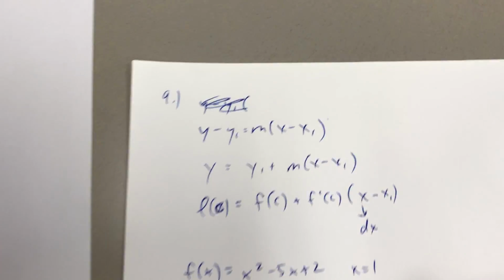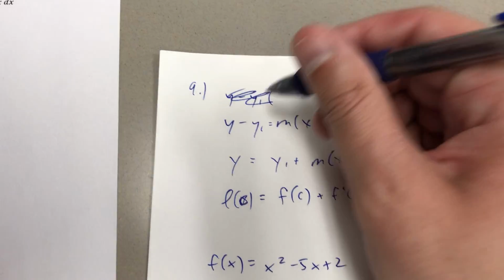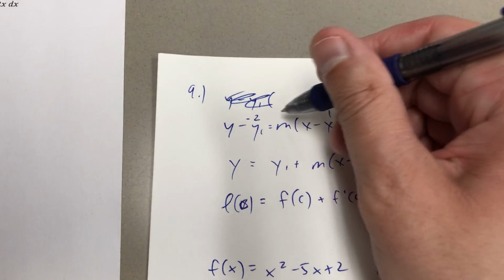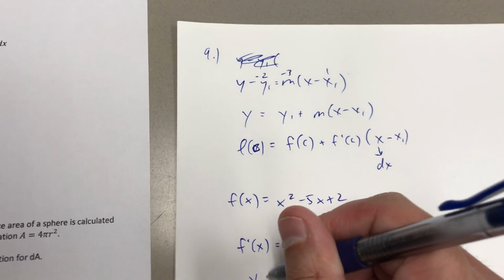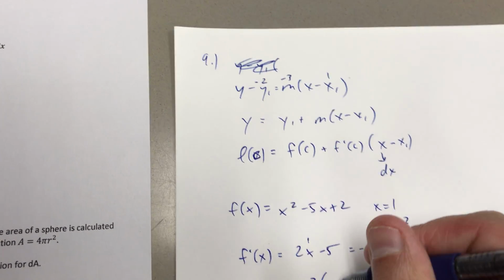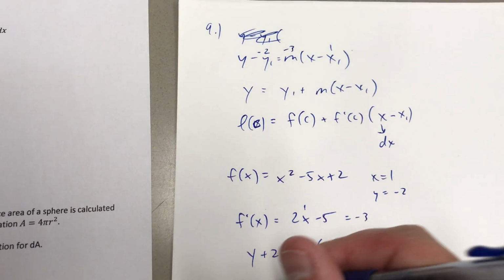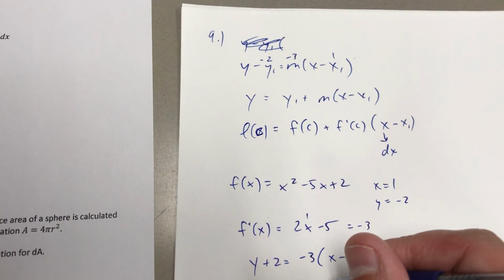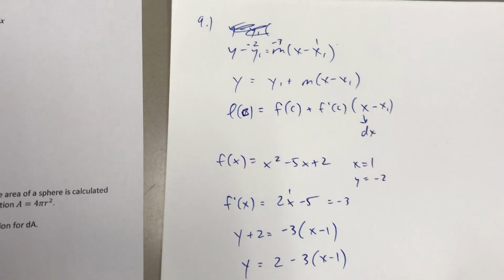So basically, we just fill everything in here. Our x-coordinate here is 1, our y-coordinate is negative 2, and our slope is negative 3. And so you get several different versions of equations. You get y plus 2 is equal to negative 3 times the quantity x minus 1. You might want to solve for y equals 2 minus 3 times the quantity x minus 1. You might see something kind of like that. And again, it's the same thing.